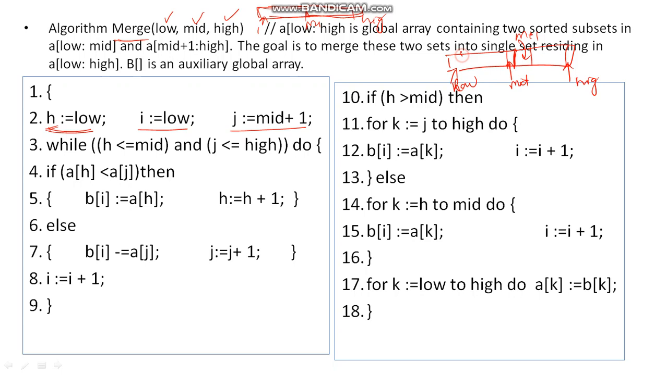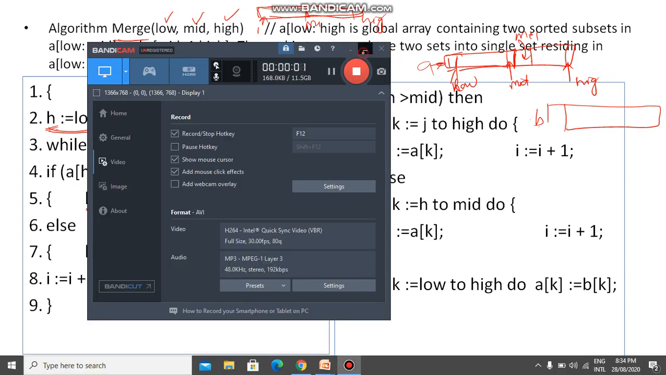What I want to do is merge the first half with the second half, so I need 3 pointers. One is pointing at the lowest index, one is pointing at the mid plus 1 index. There will be another array, in which I am going to compare these two elements and put the values, and that is the B array. This is array A and this is B. To hold the values for B, I am using the pointer i, so i is for B, B of i, and h and j point to the indices in array A.